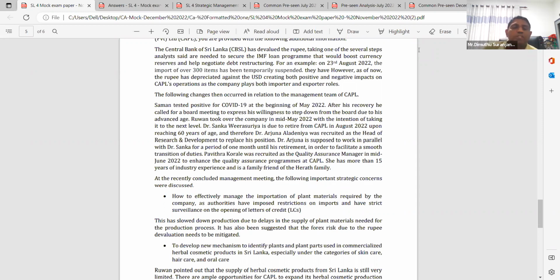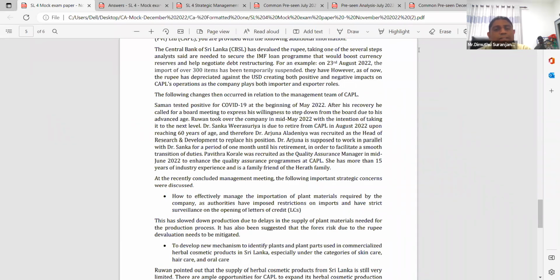Pavitra Kotle was recruited as the quality assurance manager in mid-June 2022 to enhance the quality assurance programs at CAPL. She has more than 15 years of industry experience and is a family friend of the Herath family. This new person has joined now as quality assurance manager, Pavitra Kotle.